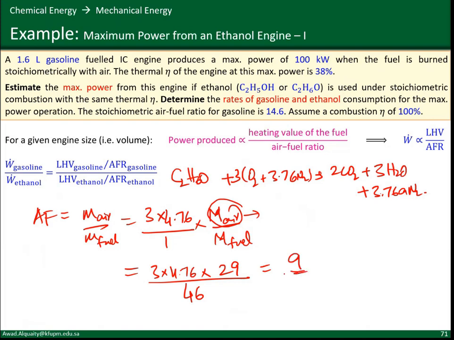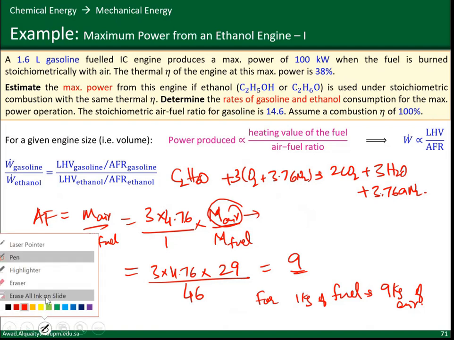Okay, so now we have the air fuel ratio for this particular problem, and this is in terms of the mass. So air fuel ratio for ethanol simply tells you that for 1 kilogram of fuel, of ethanol fuel, we need 9 kilograms of air. Okay, for ensuring that the combustion is stoichiometric and complete. Now, that's one main problem done.